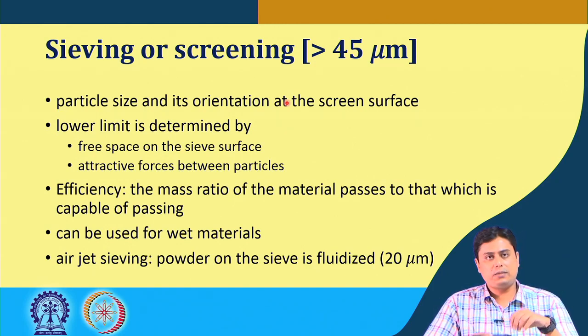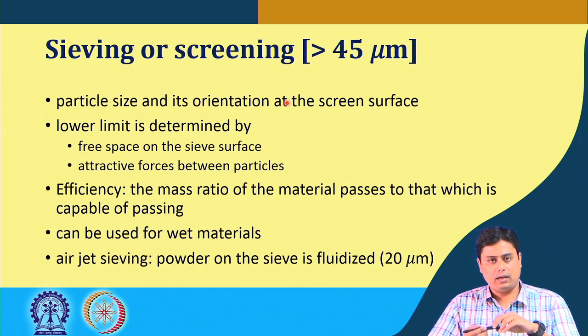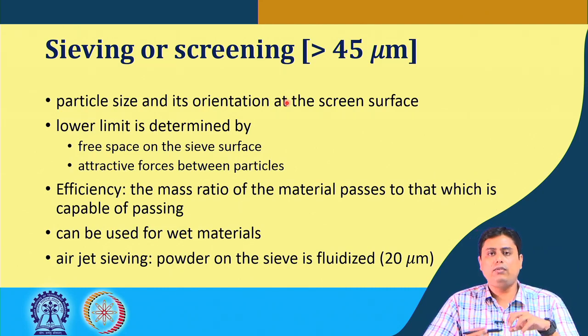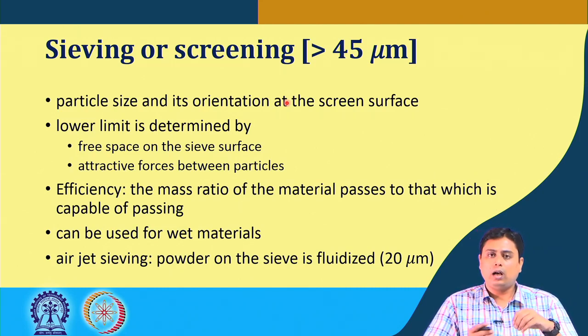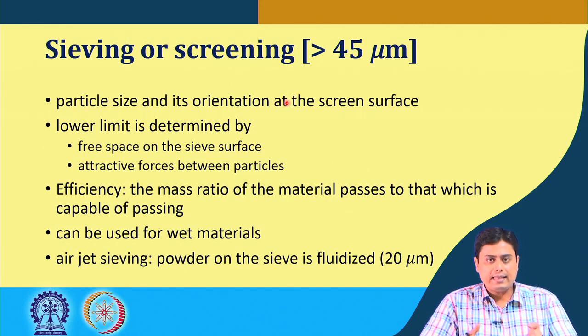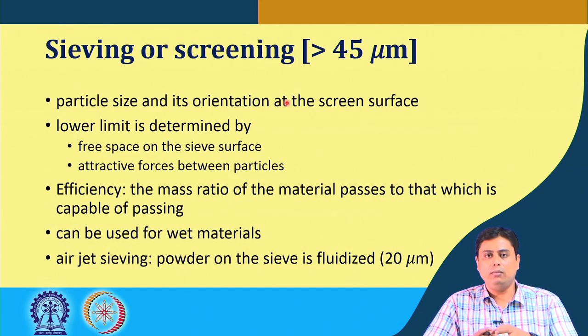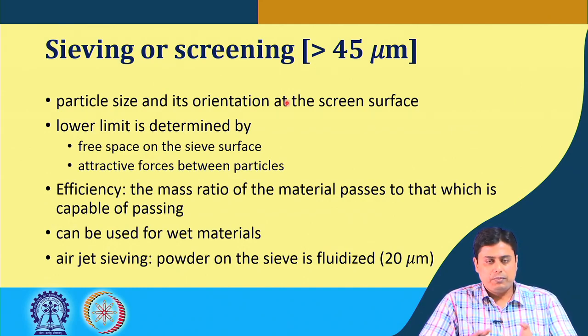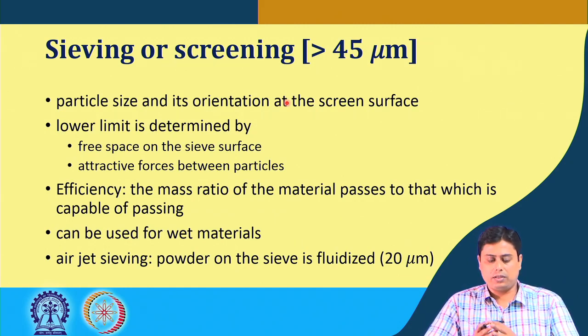One is the free space available on the sieve surface, because if you go smaller and smaller in this aperture size, there will be a lesser amount of area available for the particles to go through, which becomes difficult for the screening process.